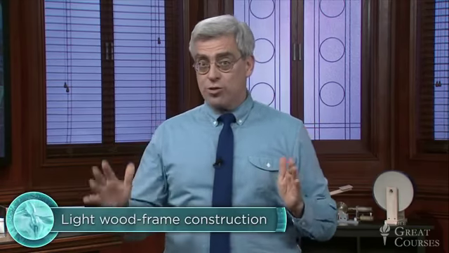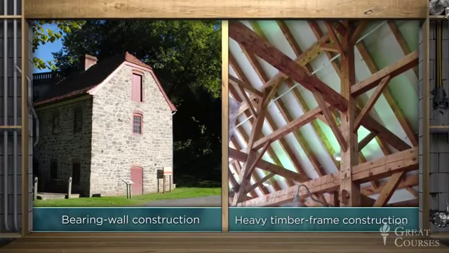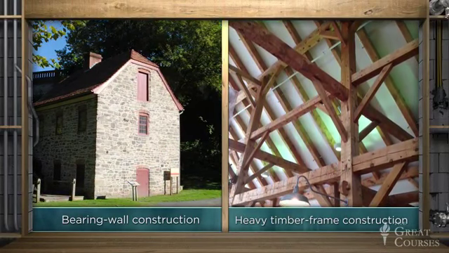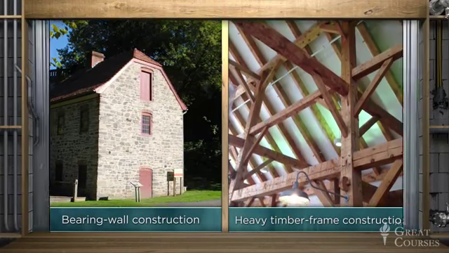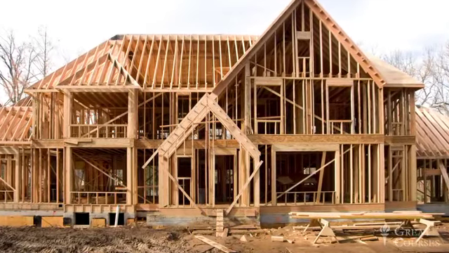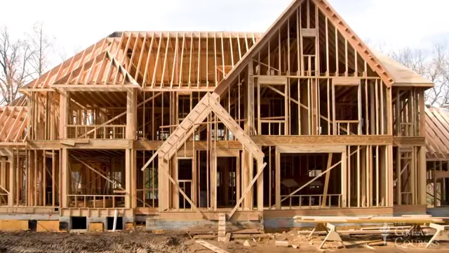light wood frame construction. Furthermore, the light wood frame is one of only 3 principal types of residential structural systems that have been used throughout recorded history and across much of the civilized world. The other 2, bearing wall construction and heavy timber frame construction, are traditional forms that have been around for millennia. Light wood frame construction wasn't invented until the mid-19th century, but it has dominated residential construction in North America since then.